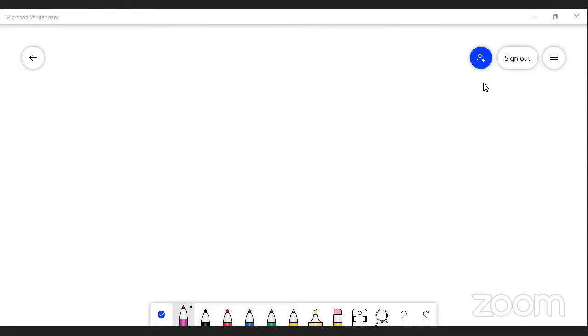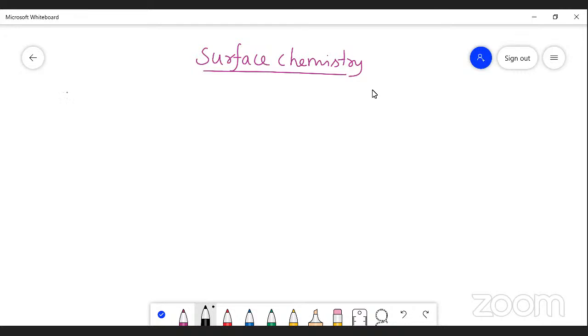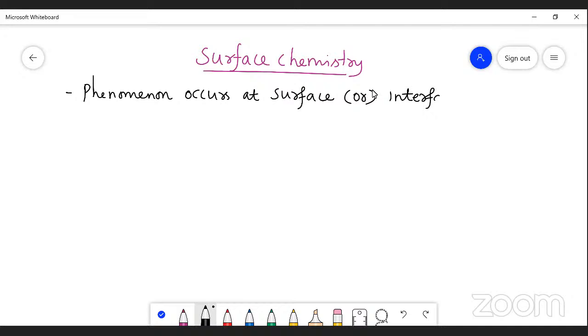surface chemistry. Okay. So first, what is surface chemistry? It is a phenomenon that occurs at the surface. If you take the meaning of surface chemistry, it is a phenomenon that occurs at the surface. We call it surface or interface. Both are the same, surface or interface.